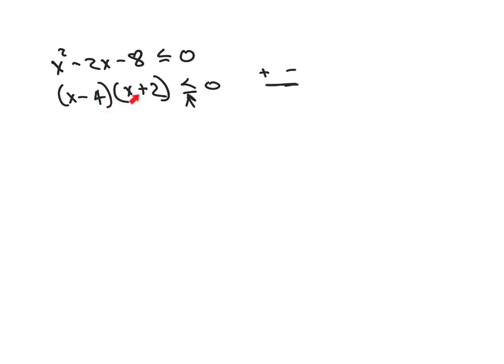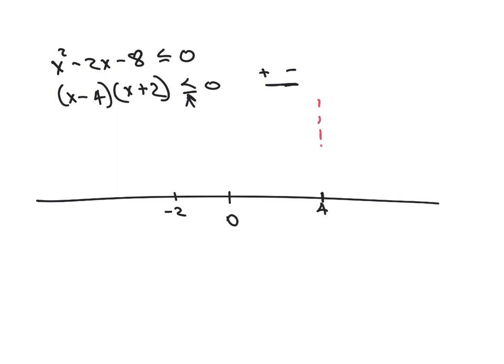Once we have it factored this way, we draw our number line. I always like to put a 0. Then we find out what number makes this 0. 4. 4 minus 4 is 0. So we're going to put a 4 here. And then what number makes this 0? A negative 2, since negative 2 plus 2 is 0. So we're going to go to negative 2. Then I'm going to draw my handy-dandy little dotted lines here.